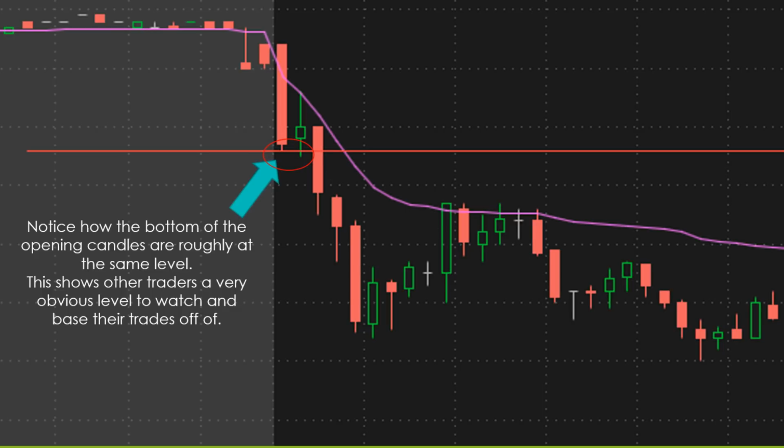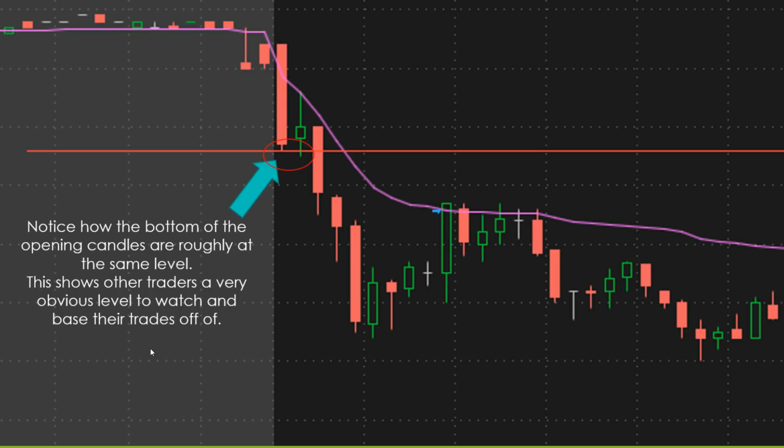And so if you're entering the stock here with the VWAP fade, you've got a pretty tight risk reward if you're setting this level as your risk. And again, like this says, notice how the bottom of the opening candles are roughly at the same level. This shows other traders a very obvious level to watch and base their trades off of.